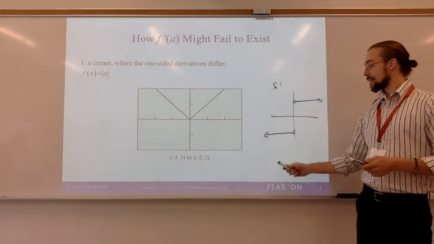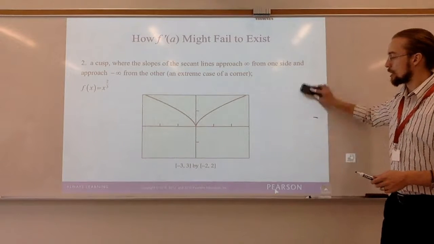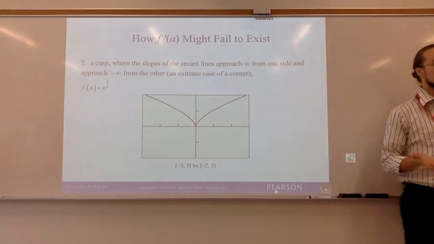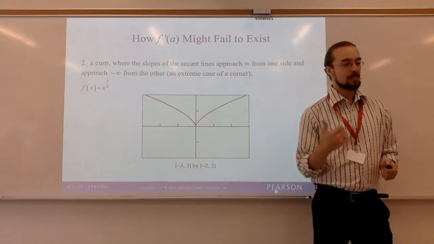Okay. The second way that a derivative might fail to exist is if there is a cusp. This is pretty similar to a corner. A cusp. You guys getting all this?